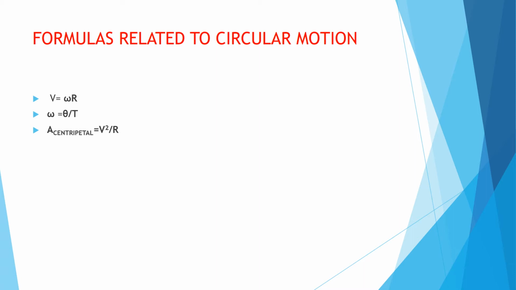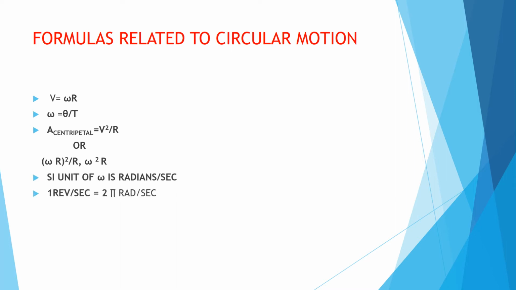Centripetal acceleration is equal to v square by r, where v refers to speed. Or we found that omega r is equal to v. If we put this in the equation, we will get omega square into r is equal to centripetal acceleration. SI unit of omega is radians per second. 1 revolution per second is equal to 2 pi radians per second.